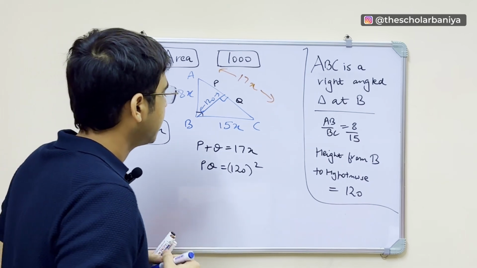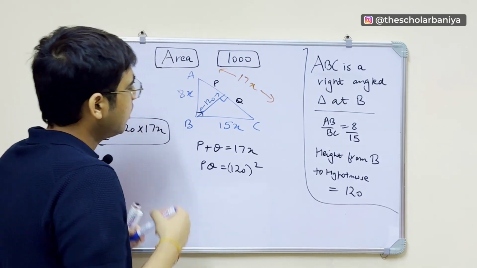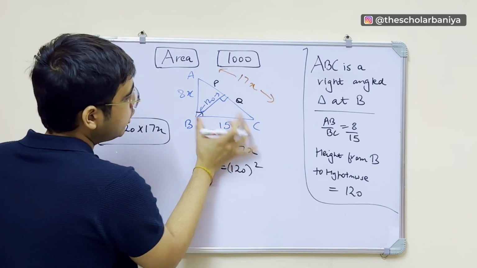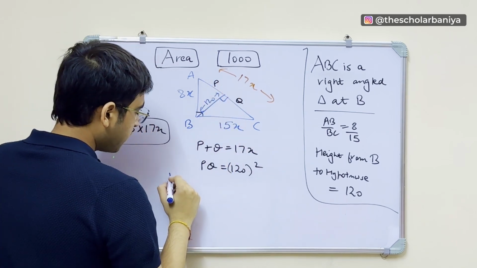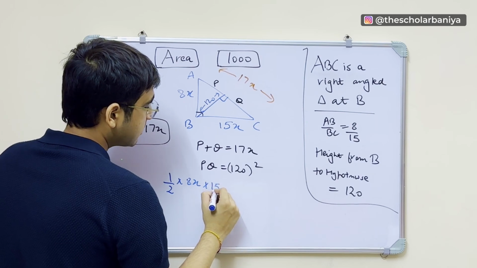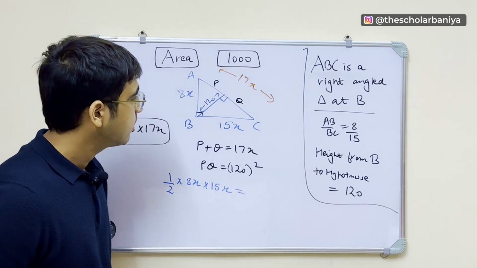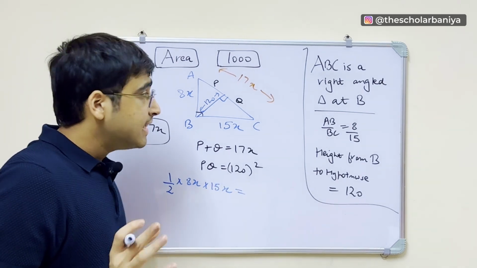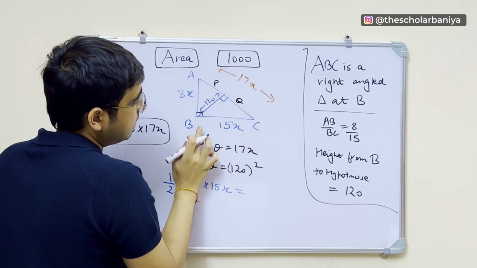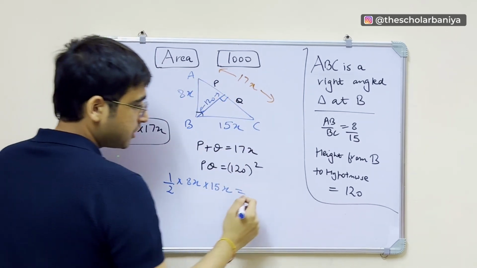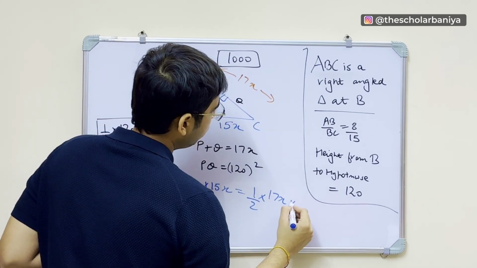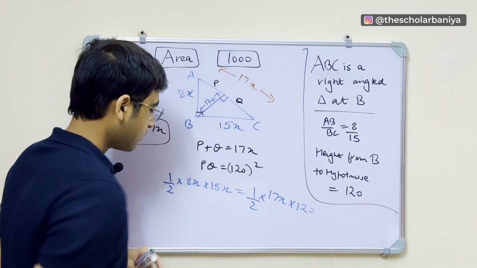But now tell me one thing again, what is the area of this triangle? The area of the triangle can be half into base into height, right? Which is half into 8x into 15x, right? What else can be the area? The area can also be half into base into height, right? Which is half into 17x into 120, right?